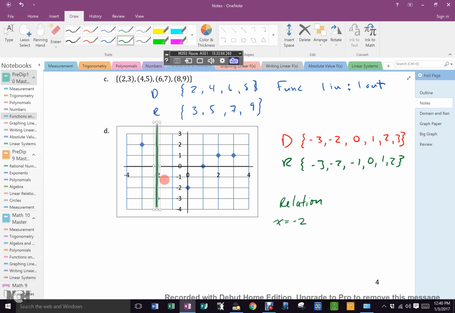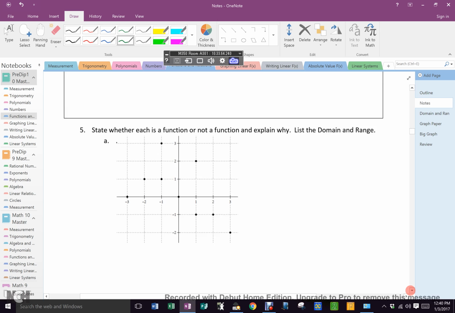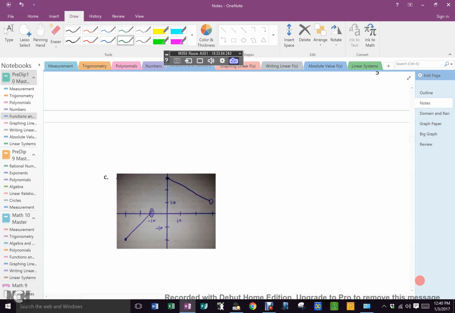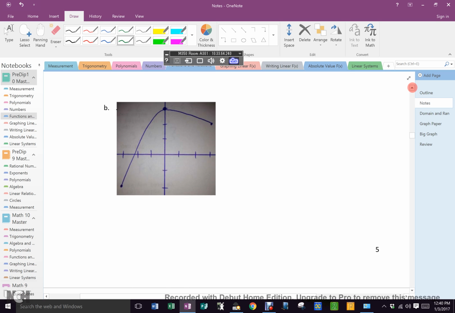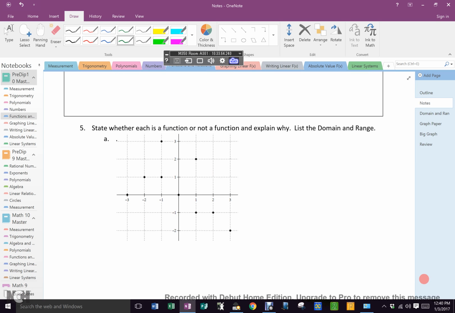Cool? So you guys take that knowledge, look at the next 3 graphs that I have given you. You should have 3 graphs. Should go to the next page. You have 4, even better. Function or not, and then tell me the domain and range. Yes or no, and then a domain and range. Let's just do the first one.